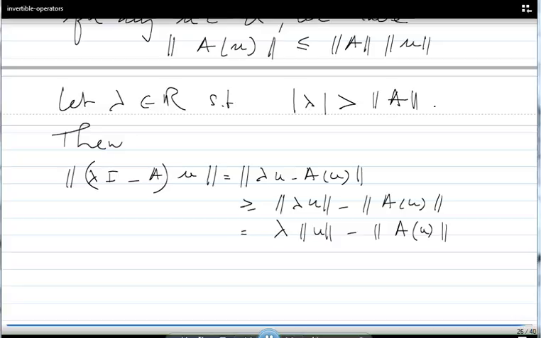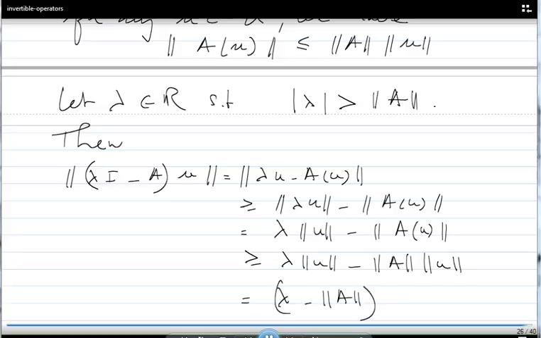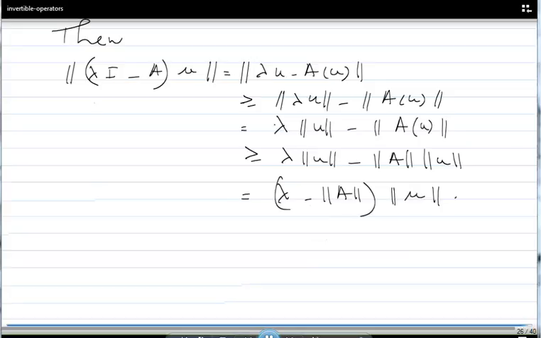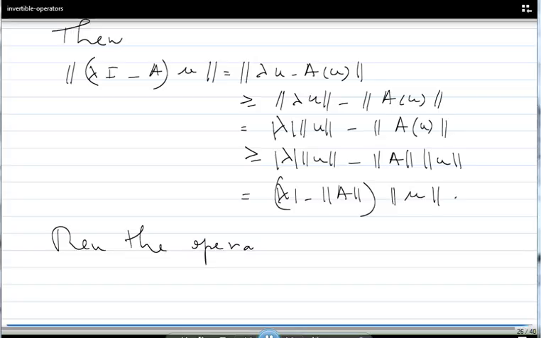So this will be bigger than or equal to the absolute value of lambda times the norm of u minus the norm of A times the norm of u, which is equal to the absolute value of lambda minus the norm of A, times the norm of u. So if the absolute value of lambda is bigger than the norm of A, then the operator lambda I minus A is bounded below.